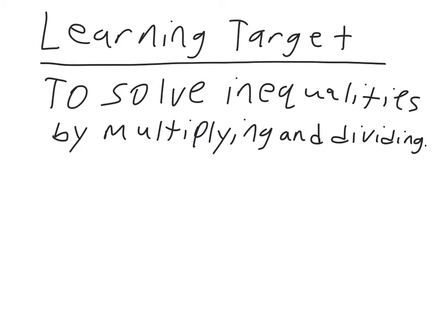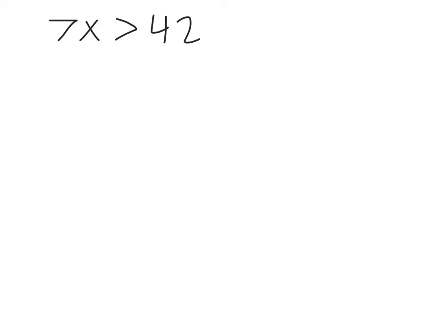So let's get started. Alright, so we have our inequality, 7x is greater than 42. So we want to solve for x. So notice x is being multiplied by 7, so we need to do the opposite and divide by 7. So we divide both sides by 7, and that gives us x is greater than 6, because 42 divided by 7 is 6. So no issue there, just like solving a normal equation.